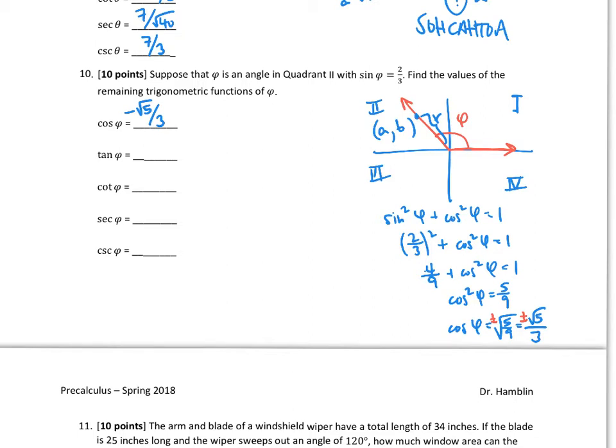Now the other values of our trig functions can be constructed now that we know sine and cosine. Tangent is sine over cosine, so 2/3 divided by negative square root of 5 over 3, that's going to be 2 over negative square root of 5, or negative 2 over the square root of 5. Cotangent is the reciprocal of that, so radical 5 over 2. Secant is the reciprocal of cosine, so negative 3 over the square root of 5. And cosecant is the reciprocal of sine, so that'll be 3/2.